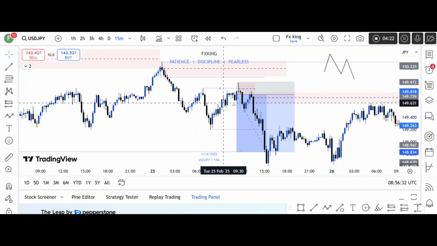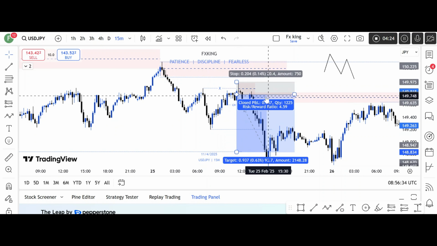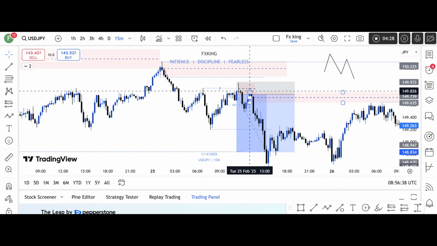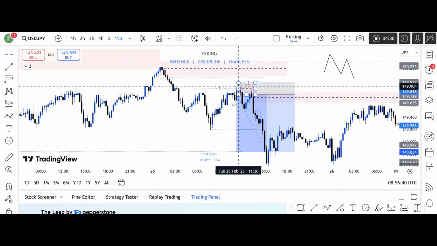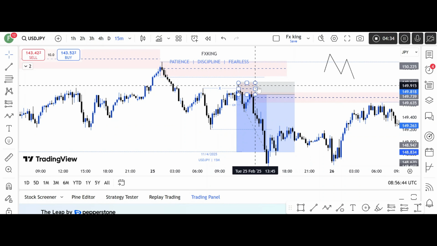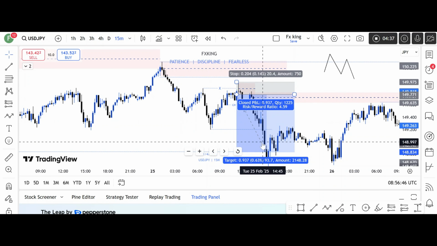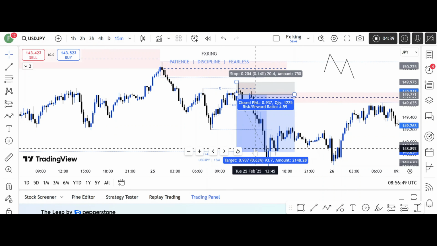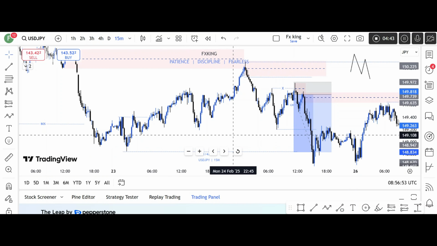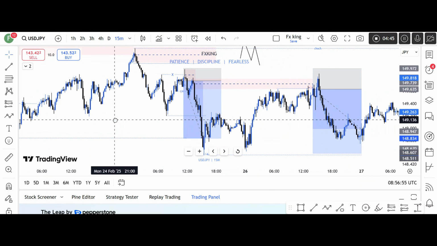So we waited for a change of character and this occurred here. Once this occurred, we waited for the market to return to the origin that gave us that sweep. Once that happened, we got our position and we targeted the low, this previous low where we know our next break of structure is going to be.